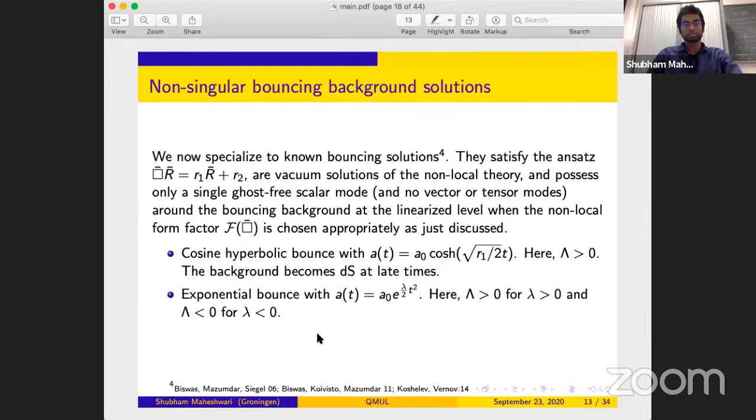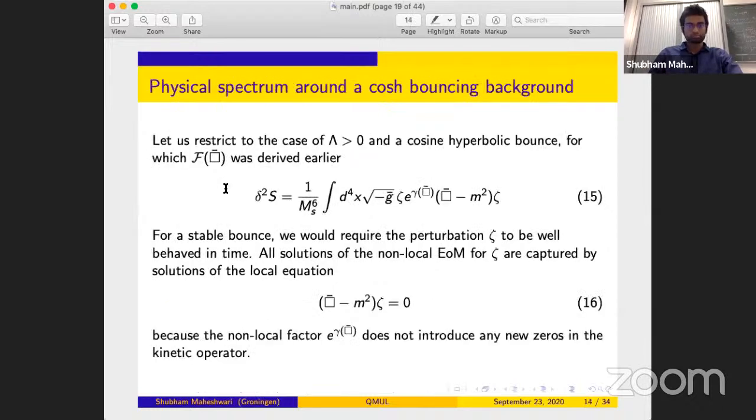Another solution is an exponential bounce, where the scale factor goes like exponential of t squared. In this case, you can have both signs for the cosmological constant. So there are two known bouncing solutions which satisfy the ansatz and which can be viable models for a bouncing background in this non-local theory. I will fix the background to be a cosine hyperbolic for the time being.